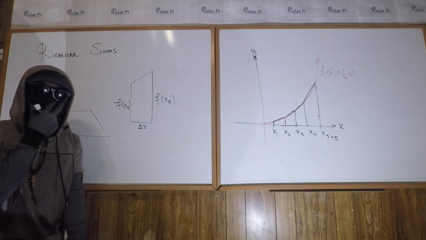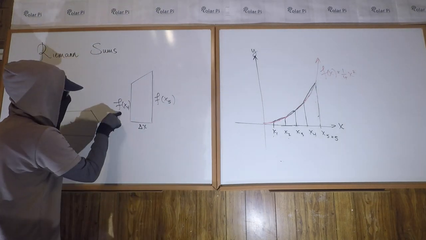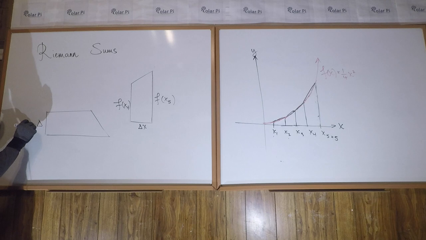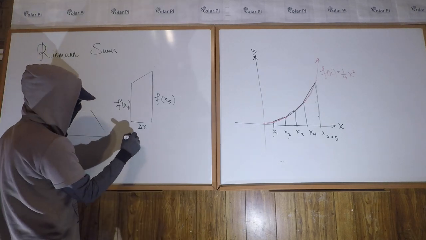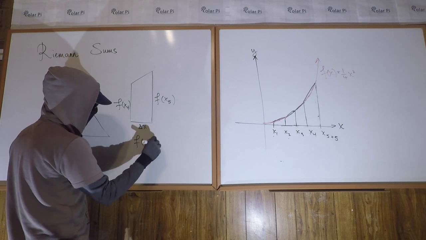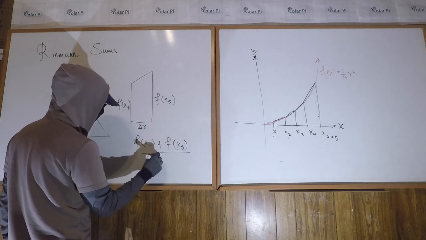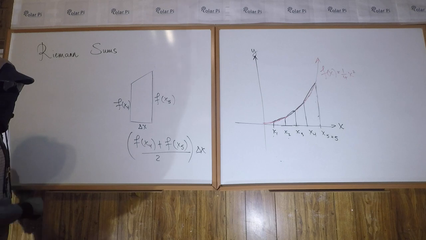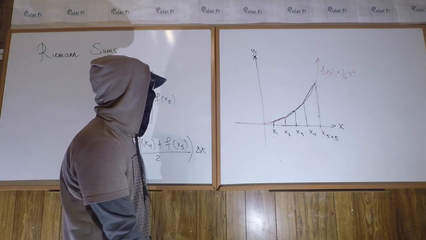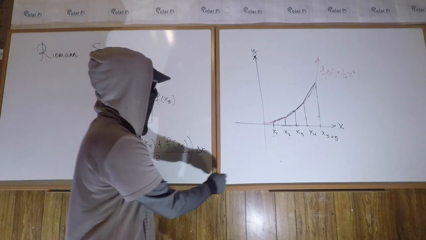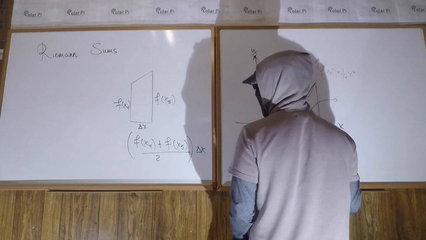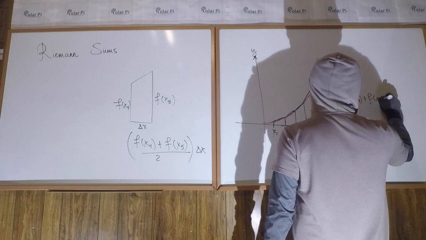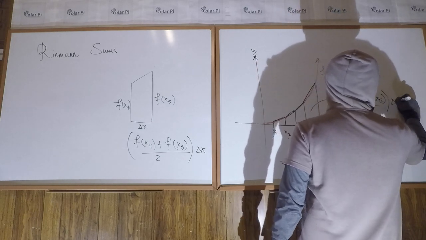If anyone knows the area of the trapezoid, it is base 1 plus base 2 divided by 2, the average of the bases, times the height. The height normally is this right here, delta x, right? So I just said the area of the trapezoid is f of x4 (base 1) plus f of x5 (base 2) all over 2 times delta x. There you go. So in our example, this is just the area of this trapezoid. So let's write it: f of x4 plus f of x5 all over 2 times delta x.